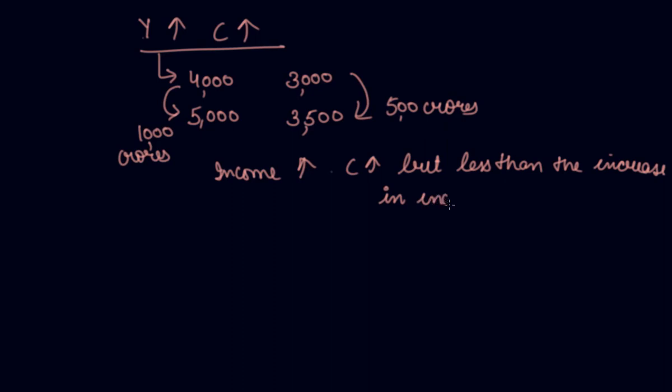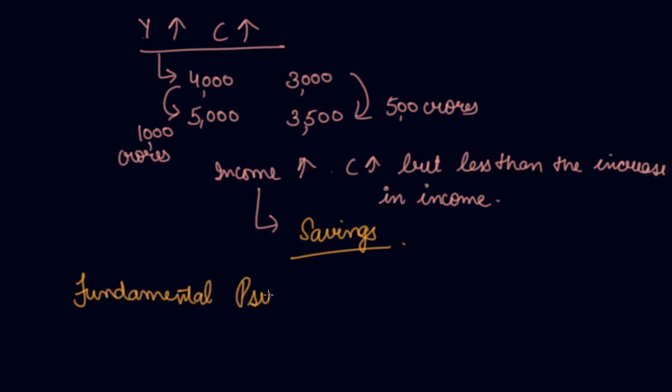Of the increase in income, you start saving that amount. This is your fundamental psychological law, which says consumption expenditure increases with the increase in income. I told you, the increase in consumption is less than the increase in income. So consumption does not increase at the rate at which income increases. This is the normal psychological behavior of the consumer. So this is the fundamental psychological law.